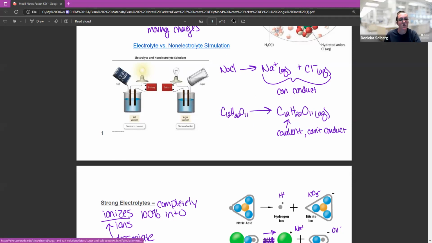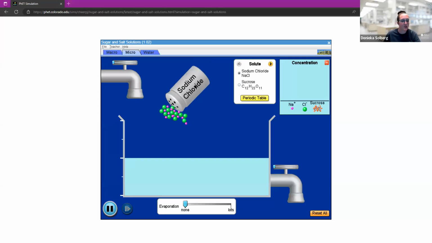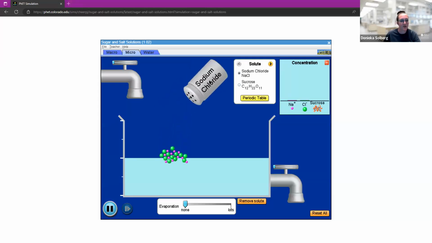So I want to show you the simulation. Okay, so we're going to put some salt in this water. These are salt molecules. They've got positive and negative ions, and you'll see they break apart into positive and negative ions whenever they are dissolved in solution. So this is what it looks like when an ionic compound gets dissolved in solution.